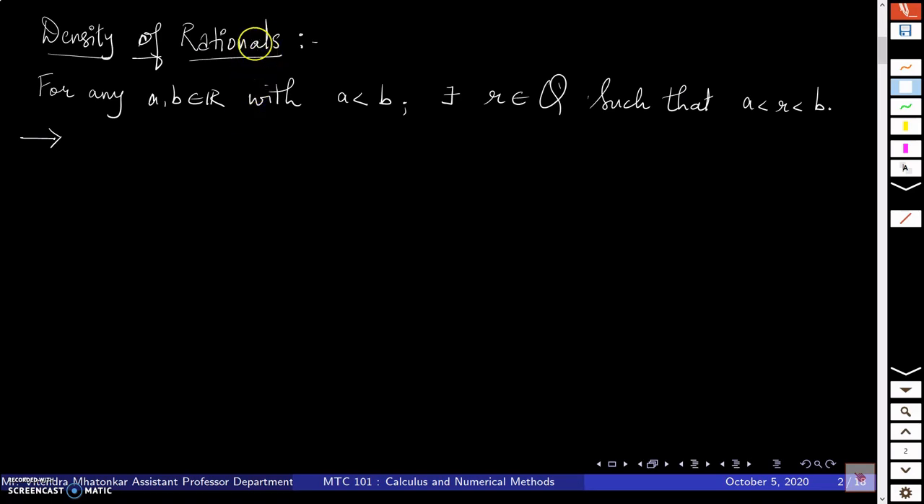Okay, so let's see what I mean by density of rationals. If I give you any two real numbers a and b, with a less than b, then between these two real numbers a and b, I can find a rational number r, which will be lying between a and b.